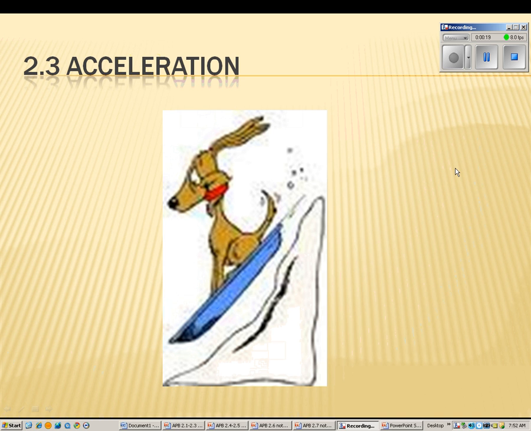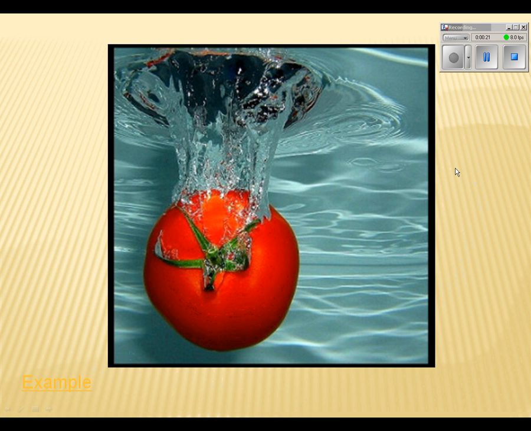Now you can also accelerate if you go slower and slower and slower. Here's a tomato falling into the water, and the tomato is now slowing down, so that's an example of acceleration. Some people call it deceleration. We really have to worry about what a positive acceleration and a negative acceleration are, and that's one of the things we're going to point out here in this video.